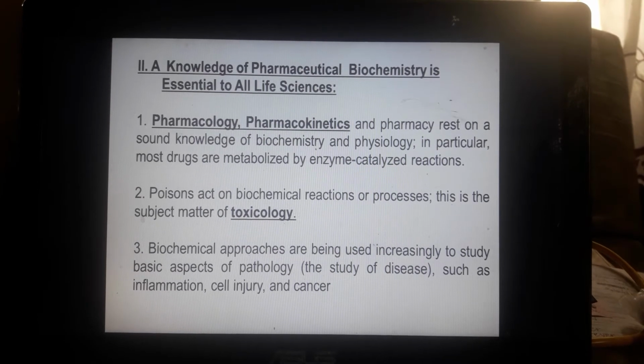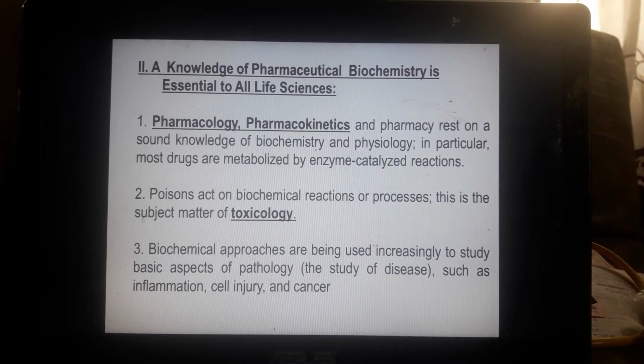For example, inflammations. Who is the mediator of inflammations? It is the fats. There are a lot of mediators, such as leukotrienes and phospholipids in our body. They are the mediators of inflammations.